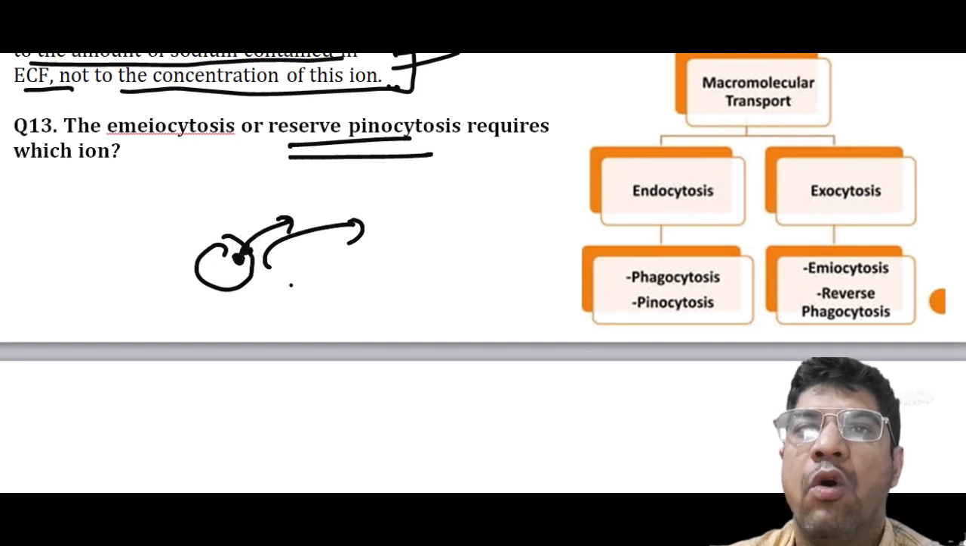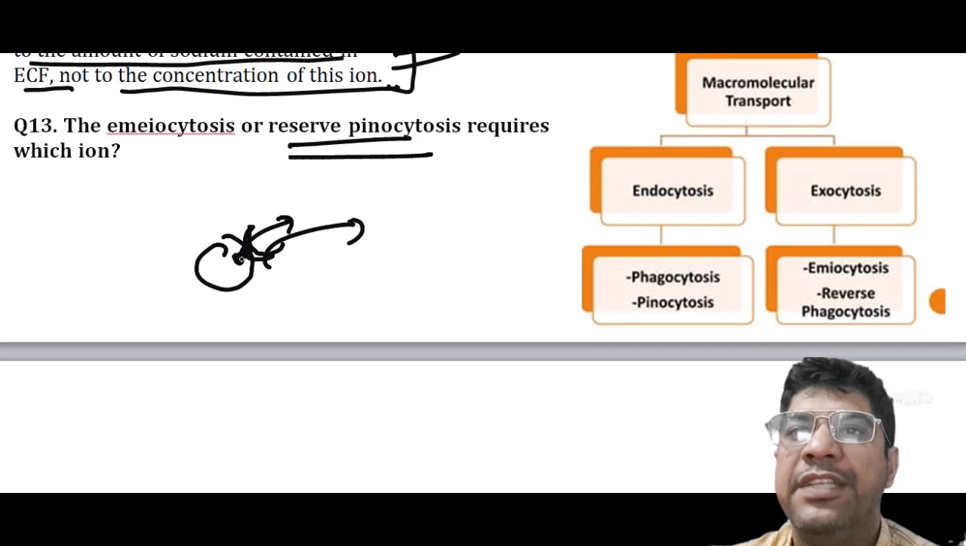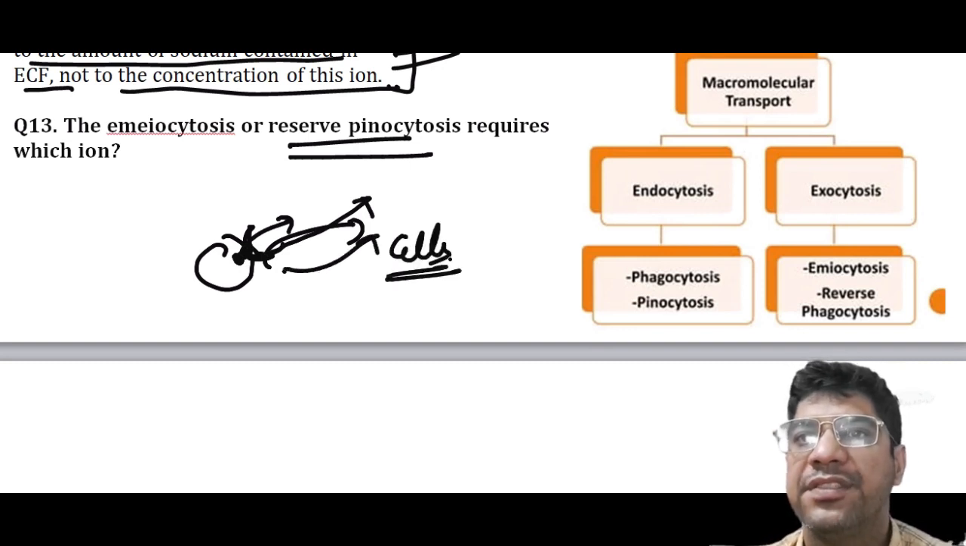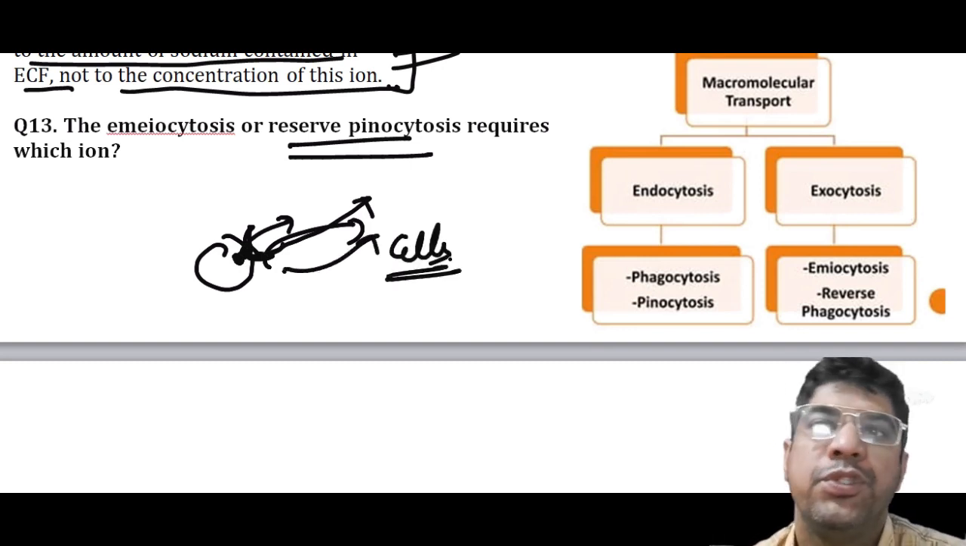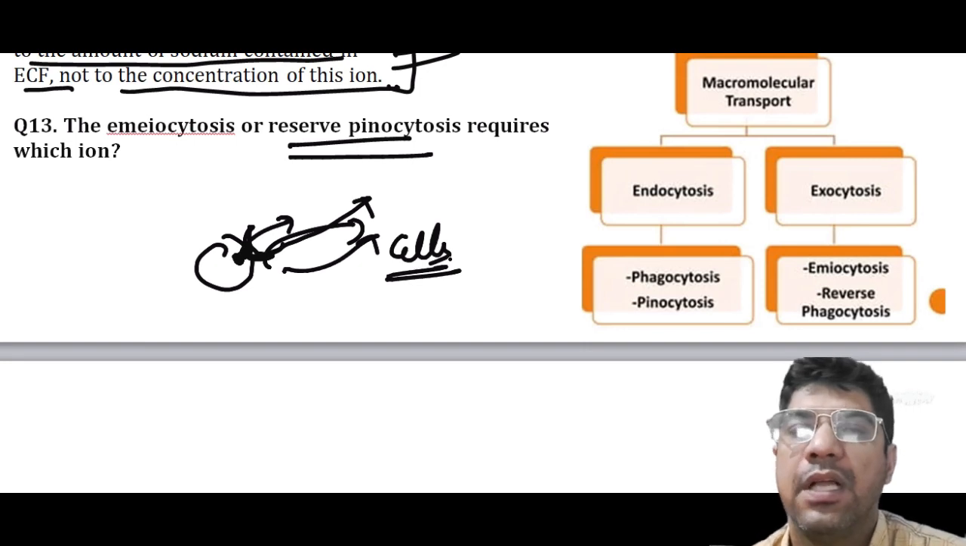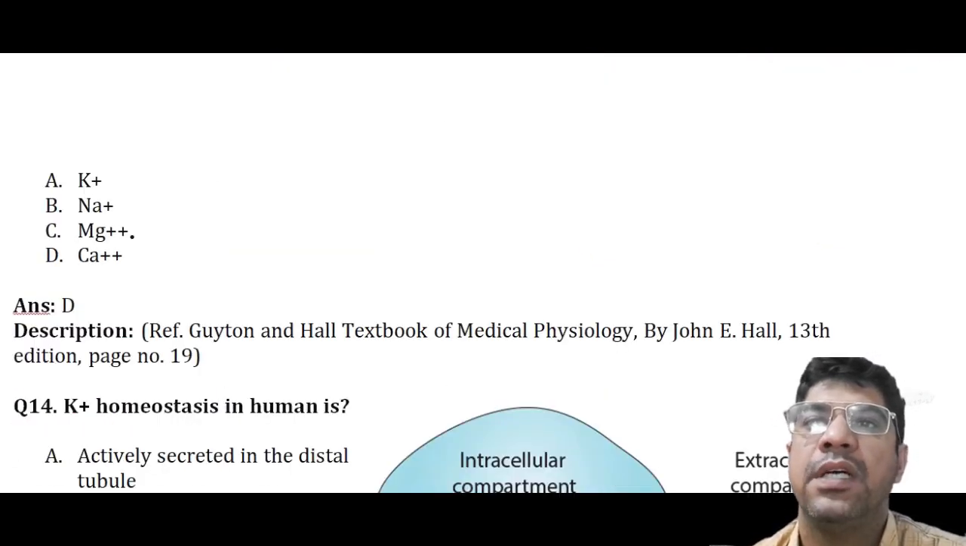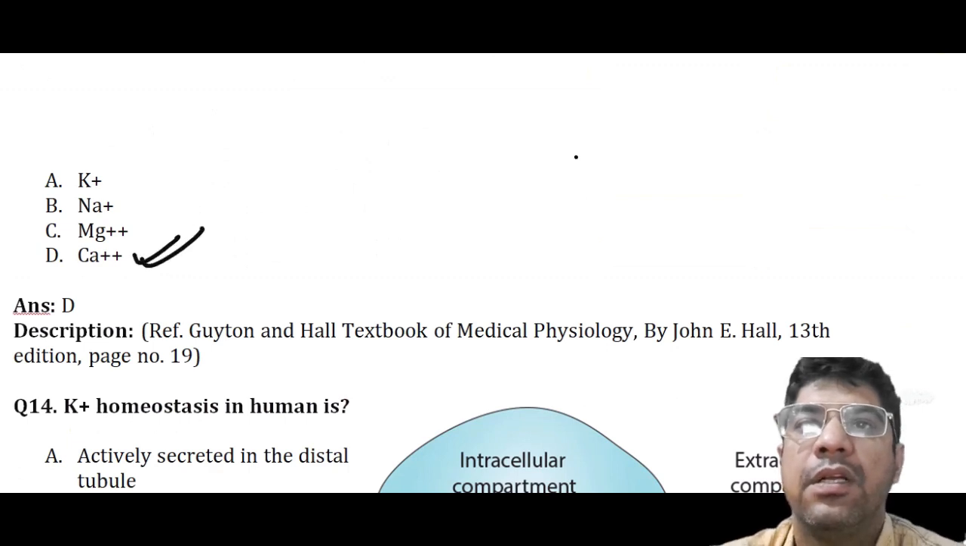A small channel opens up between the inside of the vesicle and the outside of the cell. So the stuff inside the vesicle that wants to be released passes out through this channel and goes out of the cell. Reverse pinocytosis, where the cell pushes material out of the vesicles, involves calcium ions.